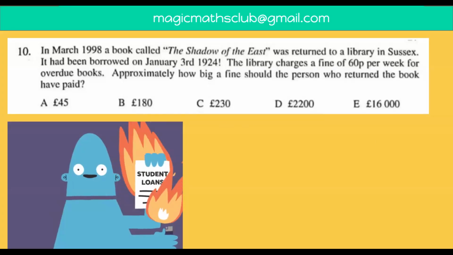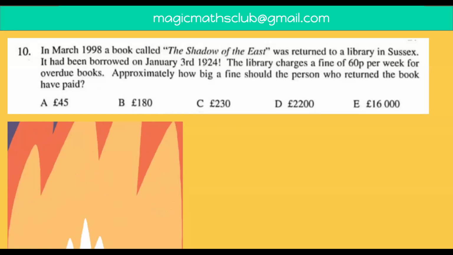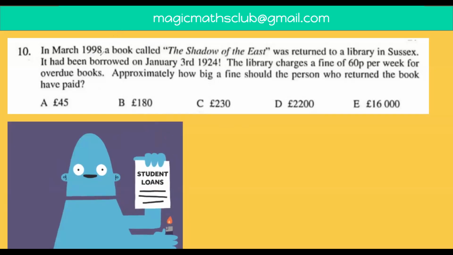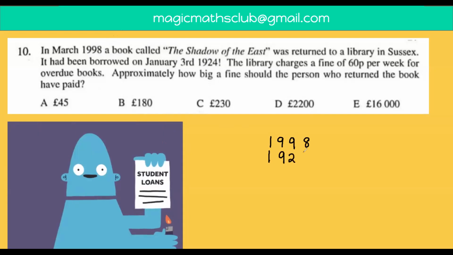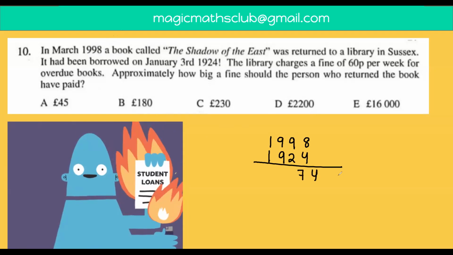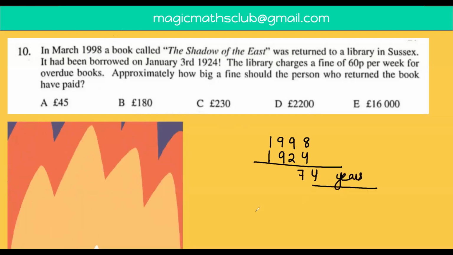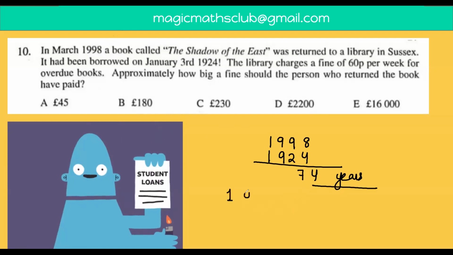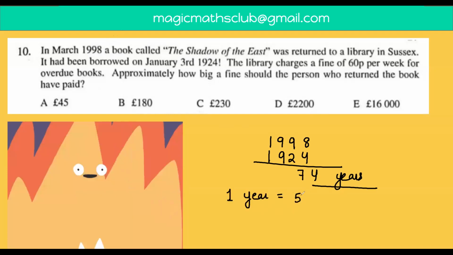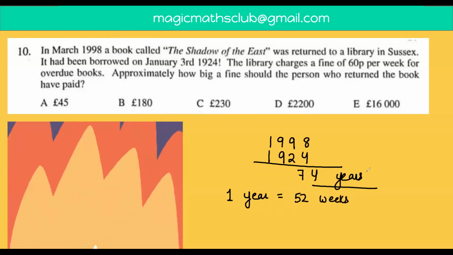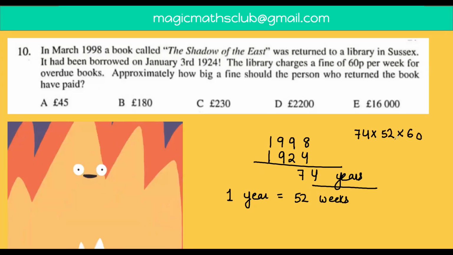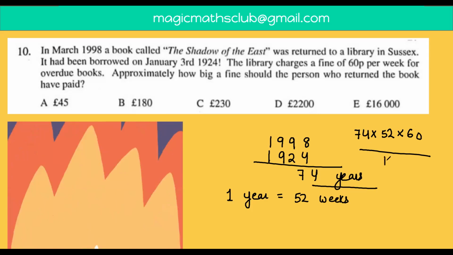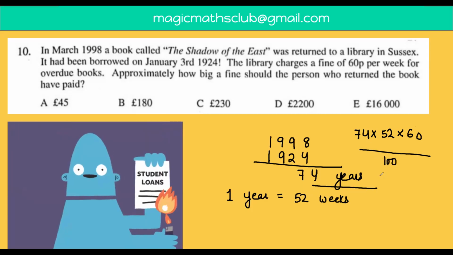so here you see it had been borrowed on January 3rd, 1924. And in March 1998, it was returned. Oh my God. So 1998 to 1924. How many years? So first we'll find the years. So 74 years, long 74 years. So see, if you can remember that 1 year has 52 weeks, you can easily calculate this question. 74 into 52 into 60, and paise, cents need to be converted into pounds. So that is divided by 100.